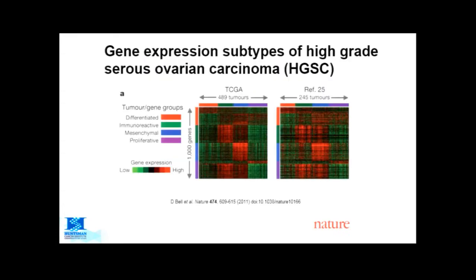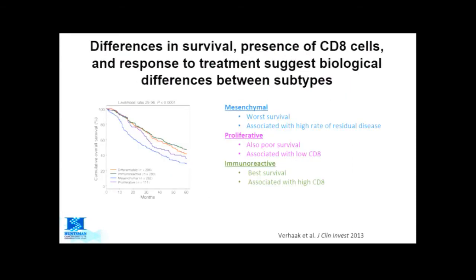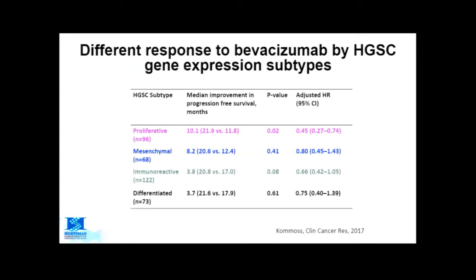TCGA, along with many other cancer types, has developed subtypes of high-grade serous ovarian cancer. And this is something that's been replicated in a few different populations. And there's reason to believe that there might be biological differences between these gene expression subtypes. There are differences in survival. There are differences in the ability to debulk these tumors or remove the tumor. And then also there are differences in expression of immune cells across these types. So this is a very exciting development.